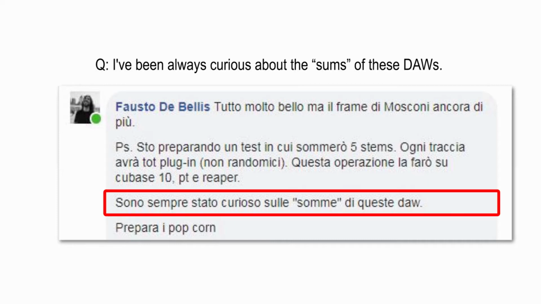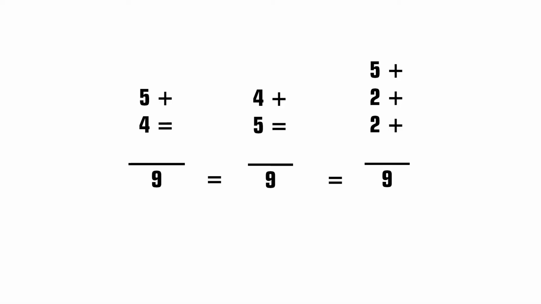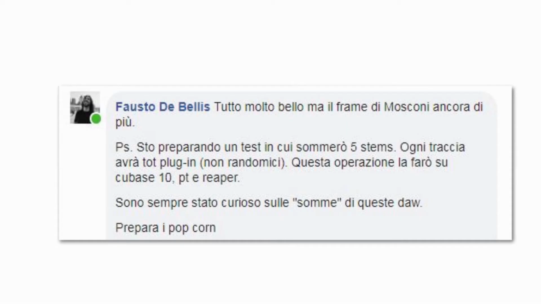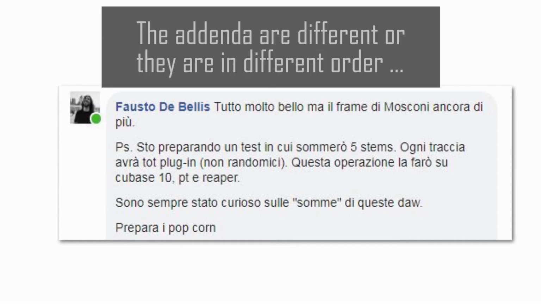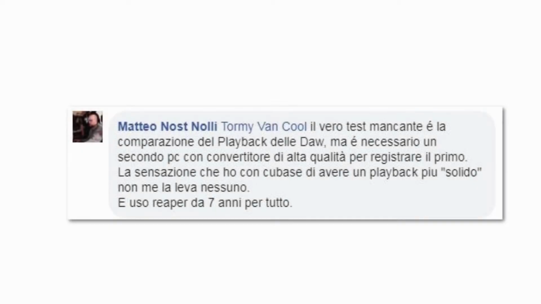Then he says, "I've always been curious about the sums of these DAWs." The sums are always done in the same way. The algorithms are always the same, because they must necessarily be done in this way. The sums you learn right from primary school, and then in college or university, do not change. 5 plus 4 equals 9, and 4 plus 5 equals 9, just as 5 plus 2 plus 2 always returns 9. In these three cases, the sums are different, but the result is the same. Neither of these three 9s is better than the other.